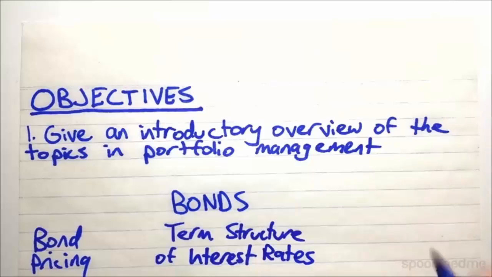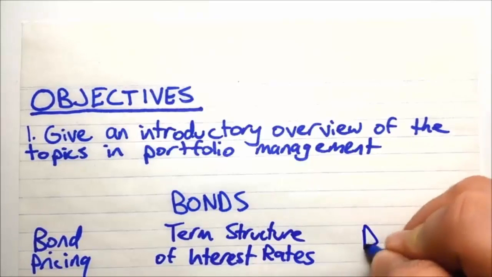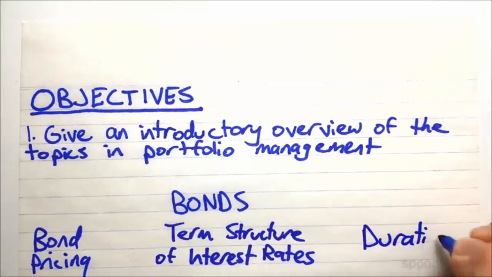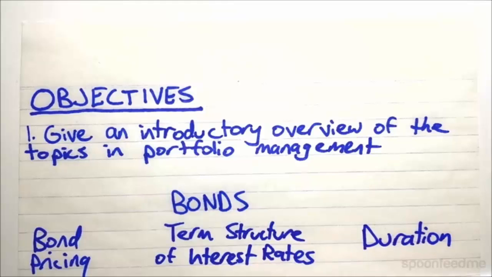And then finally, we'll move on to duration. And we'll see that duration is a measure of sensitivity of bond prices. And we'll look at how this is actually a source of risk when you invest in bonds and how risk in that form can actually be managed.